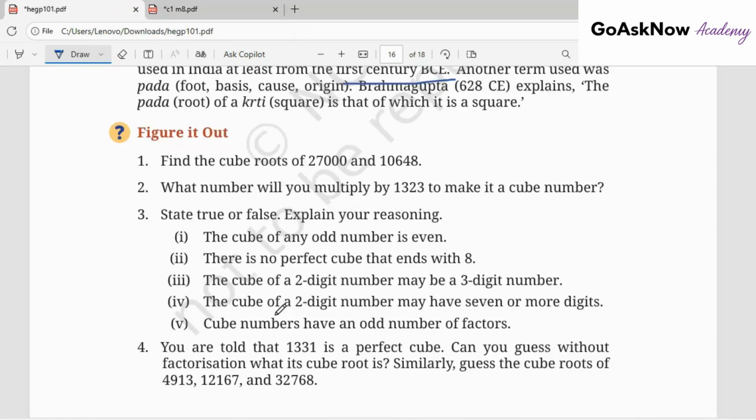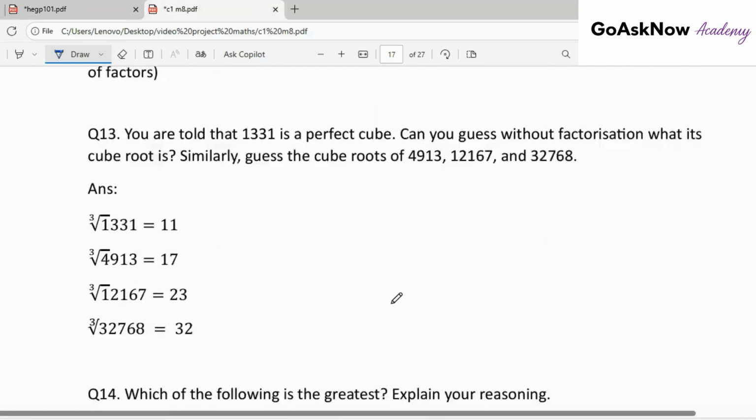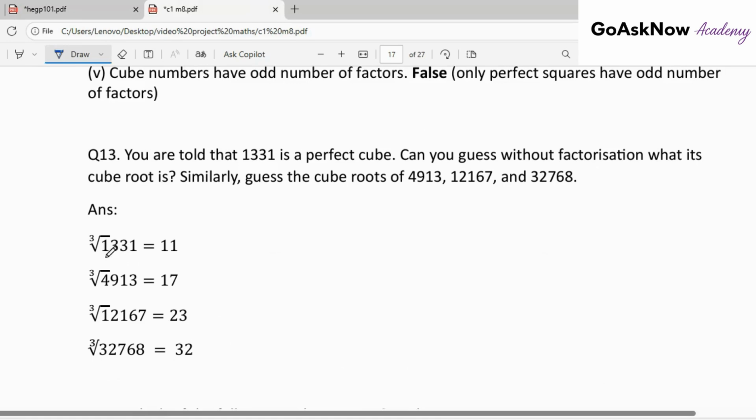Now the fourth question. You are told that 1331 is a perfect cube. Can you guess without factorization what its cube root is? Similarly, guess the cube roots of 4,913, 12,167 and 32,768. The cube root of 1,331 is equal to 11. Next, the cube root of 4,913 is 17. The cube root of 12,167 is equal to 23. And the cube root of 32,768 is 32.